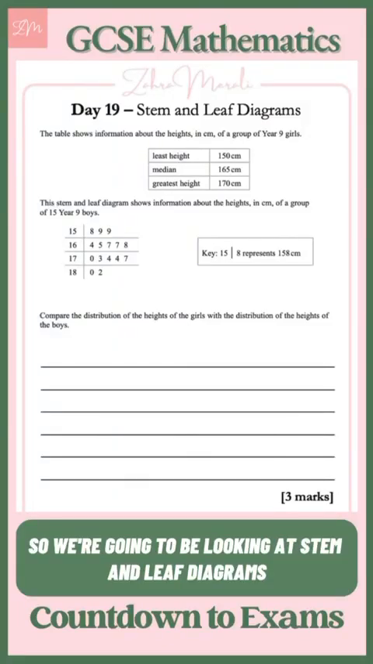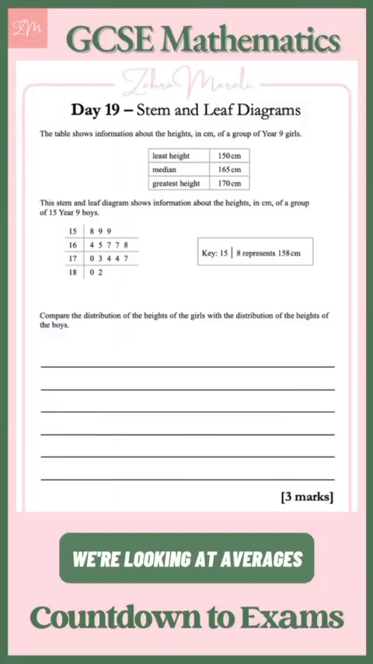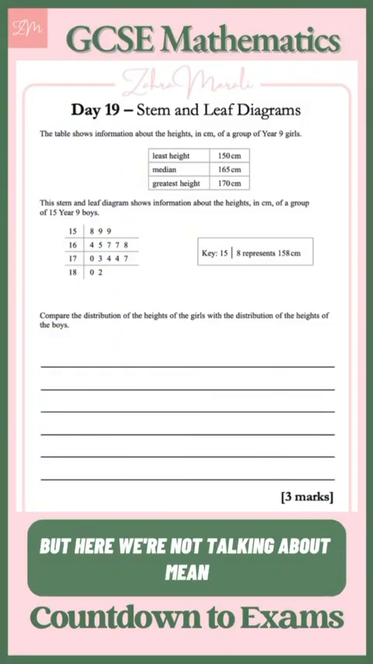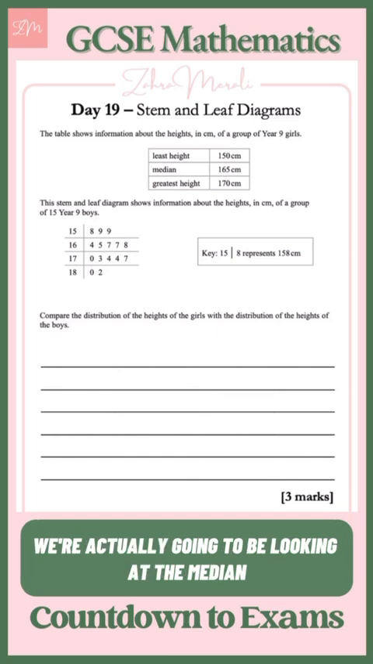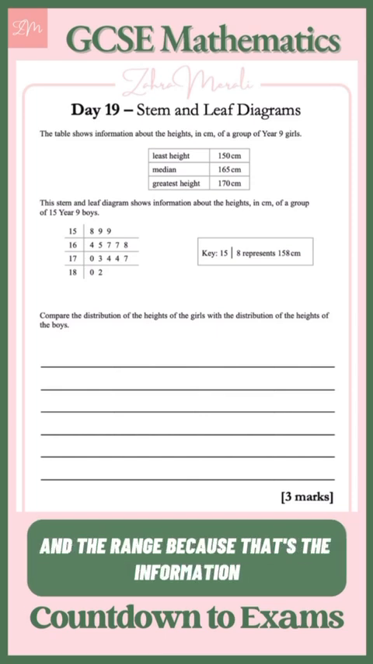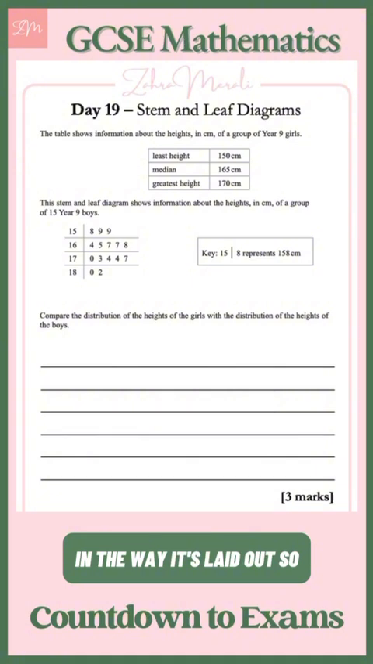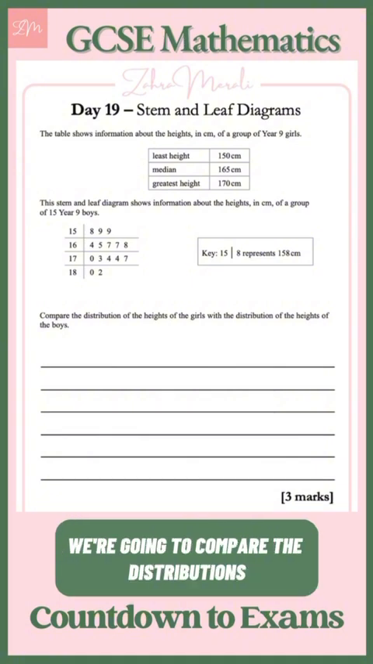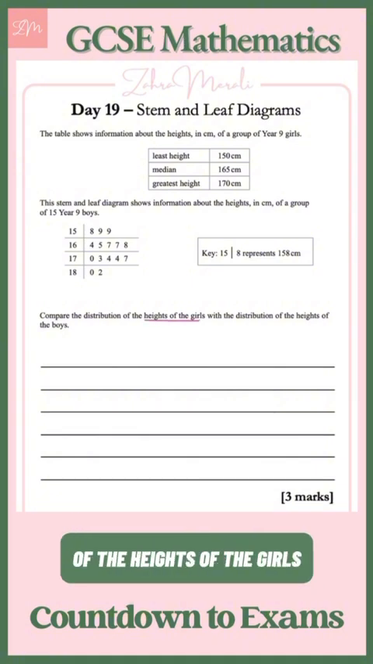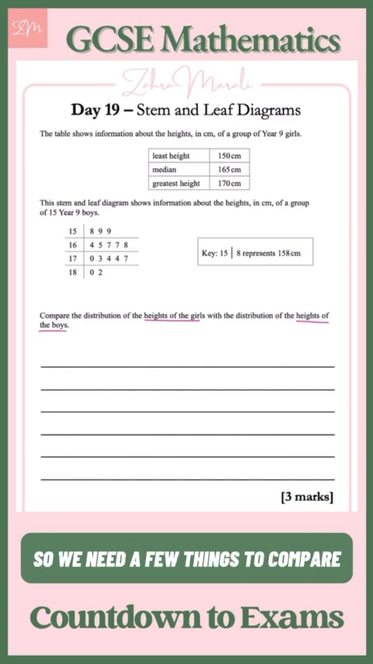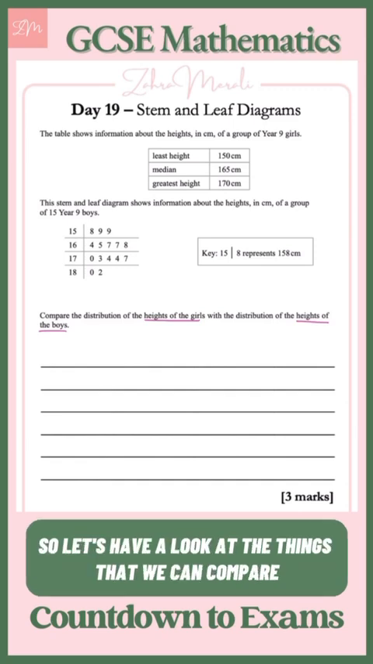So we're going to be looking at stem and leaf diagrams. We're looking at averages, but here we're not talking about mean. We're actually going to be looking at the median and the range, because that's the information and the way it's laid out. So we're going to compare the distributions of the heights of the girls and the heights of the boys. So we need a few things to compare. So let's have a look at the things that we can compare.